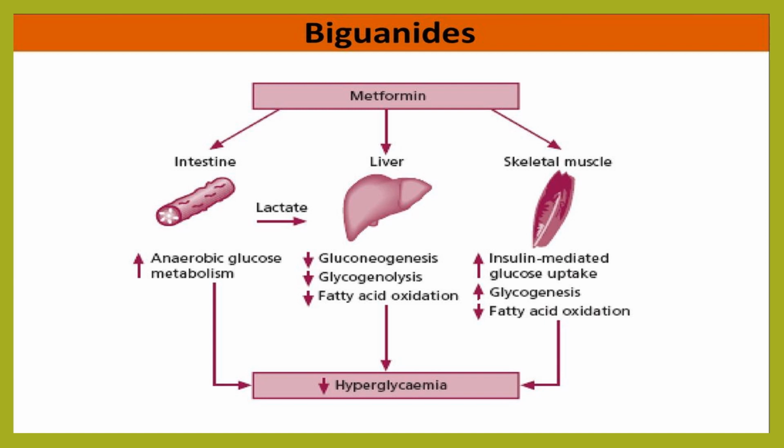In skeletal muscles, it increases the insulin mediated glucose uptake and also increases glycogenesis, that is glycogen synthesized from glucose. These two reactions are increased, and at the same time the fatty acid oxidation is decreased. Here in the intestine, anaerobic glycolysis converts pyruvate to lactate. These three actions reduce the blood sugar level.